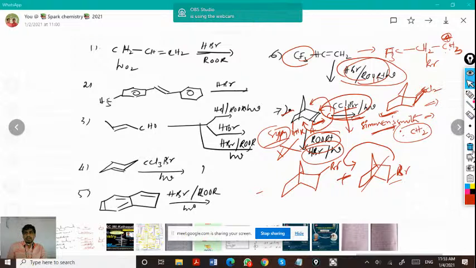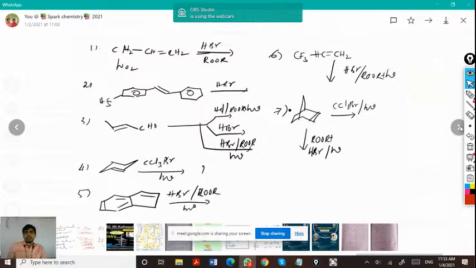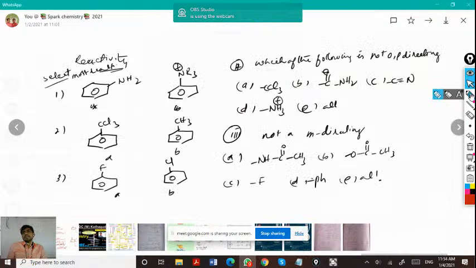Okay, so this is about the workouts based on free radical reactions. Next we are going to follow the electrophilic substitution reaction workouts. In the last class we discussed the electrophilic substitution reaction. It happens in three important steps: first, formation of the electrophile; second, formation of the sigma complex; and third, formation of the products by elimination of the electrophile.